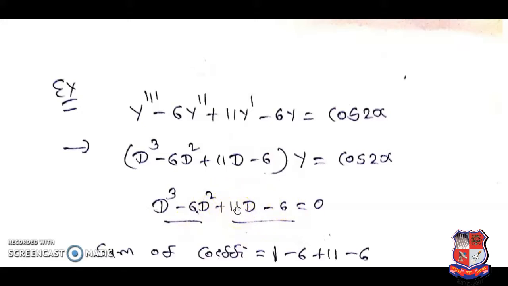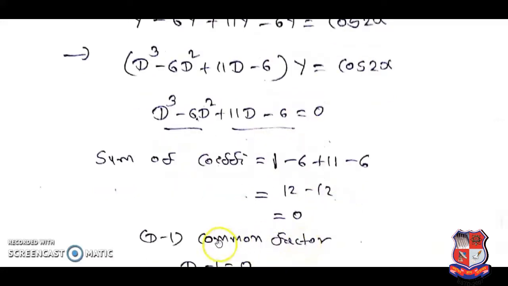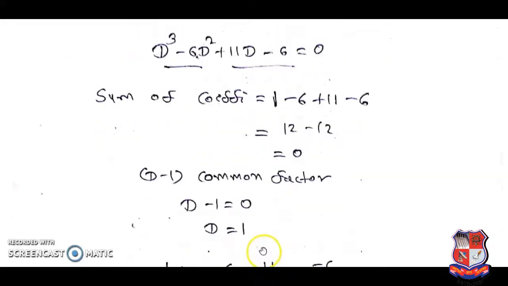So here we have to use the table method. The sum of coefficients: d cube is 1, d square minus 6, d 11 and constant minus 6. So 12 minus 12 is 0. So d minus 1 is a common factor. If it is not equal to 0, then d plus 1 is the common factor. d minus 1 equal to 0, d equal to 1.